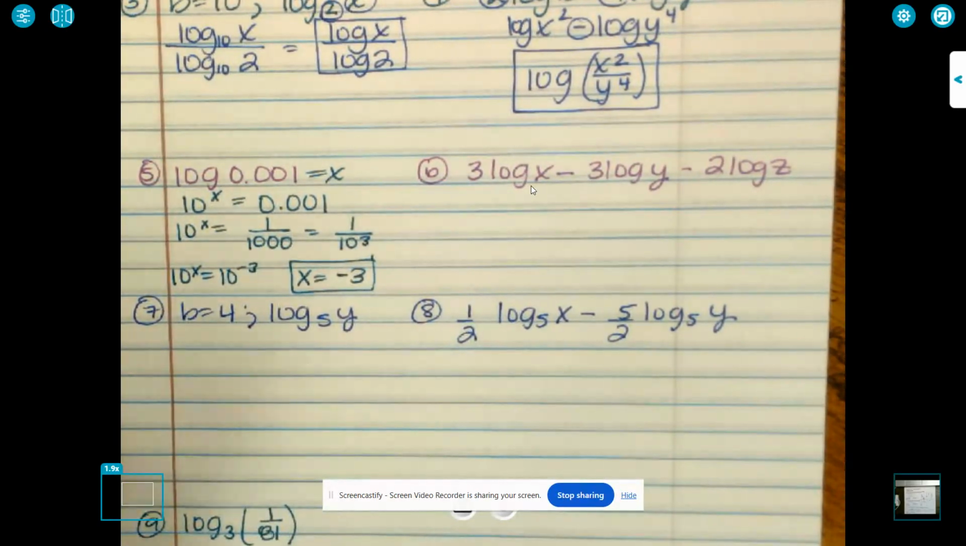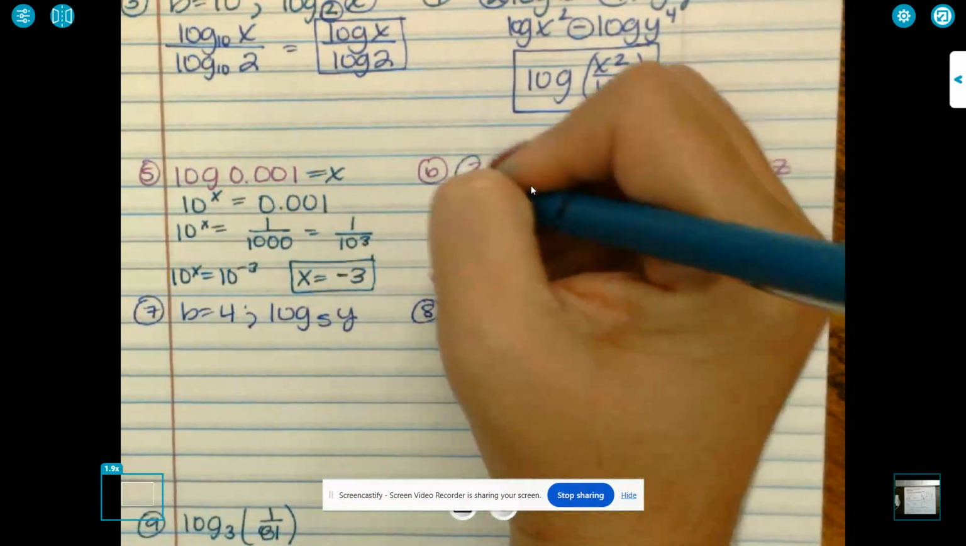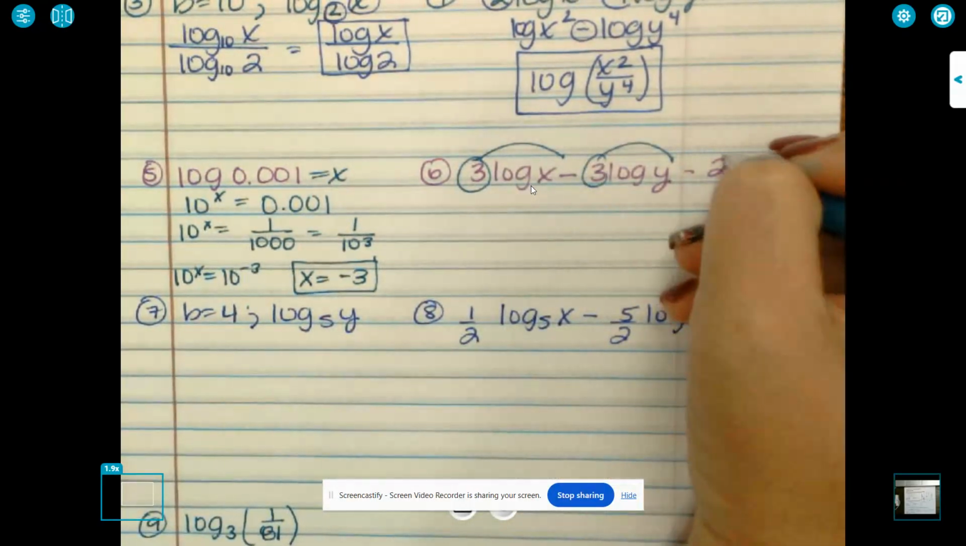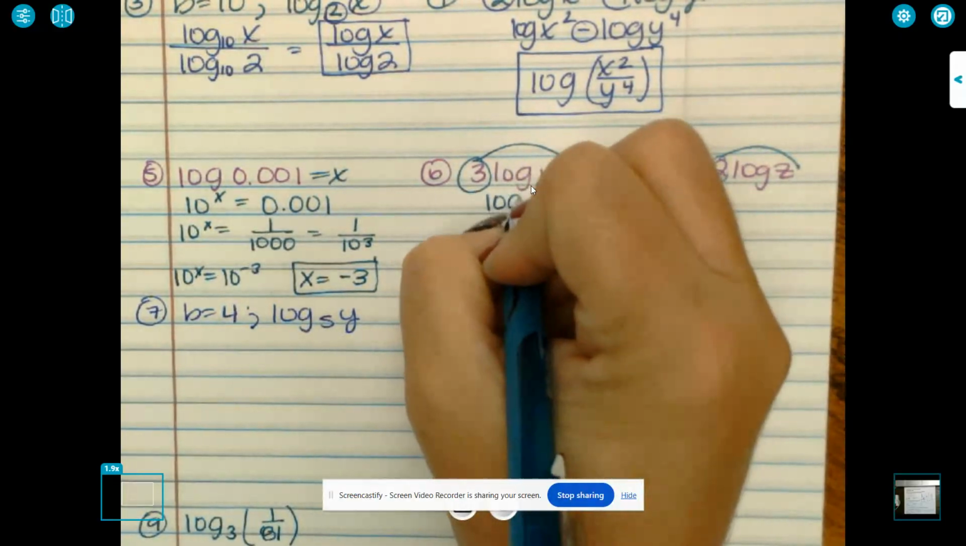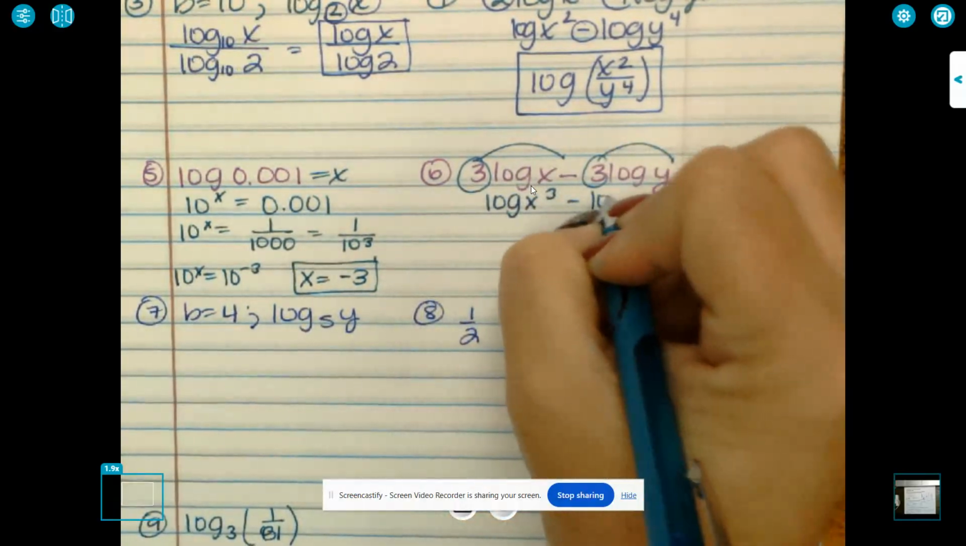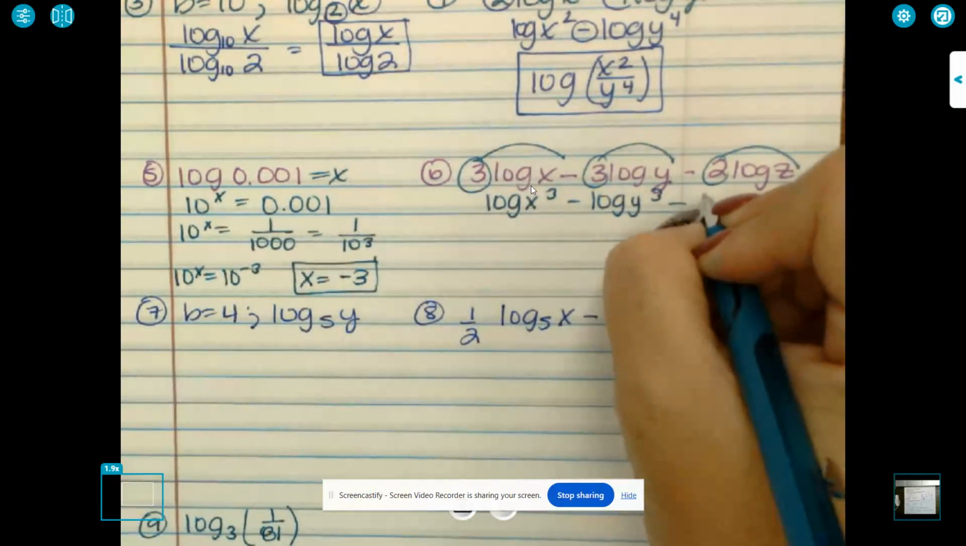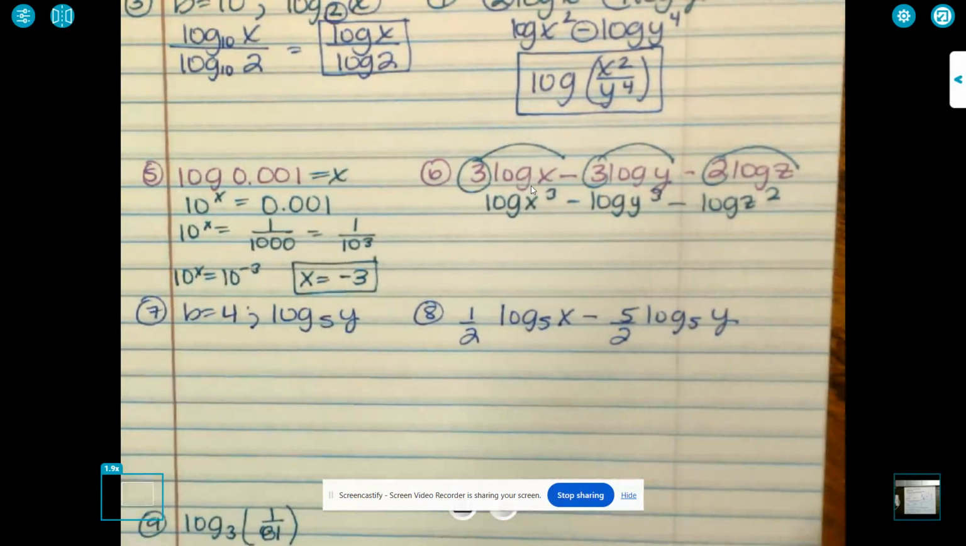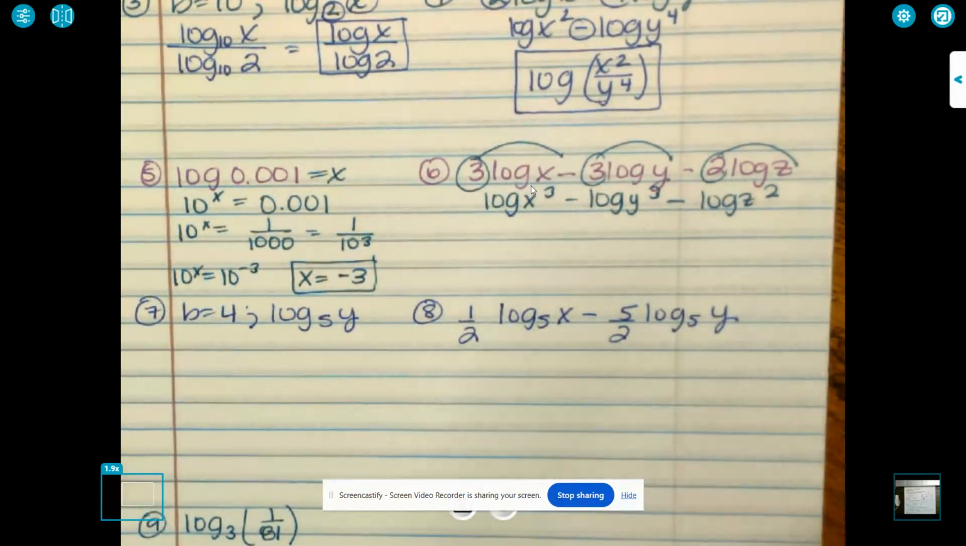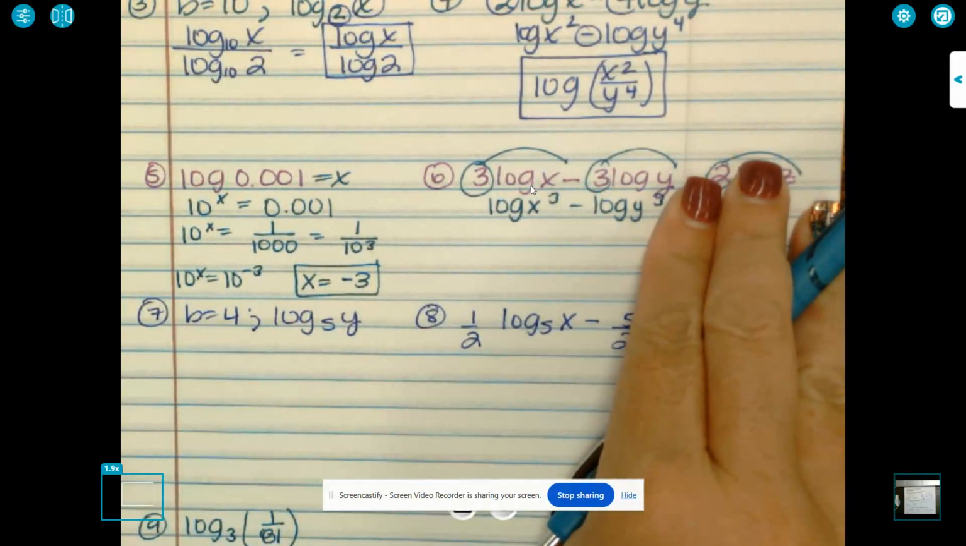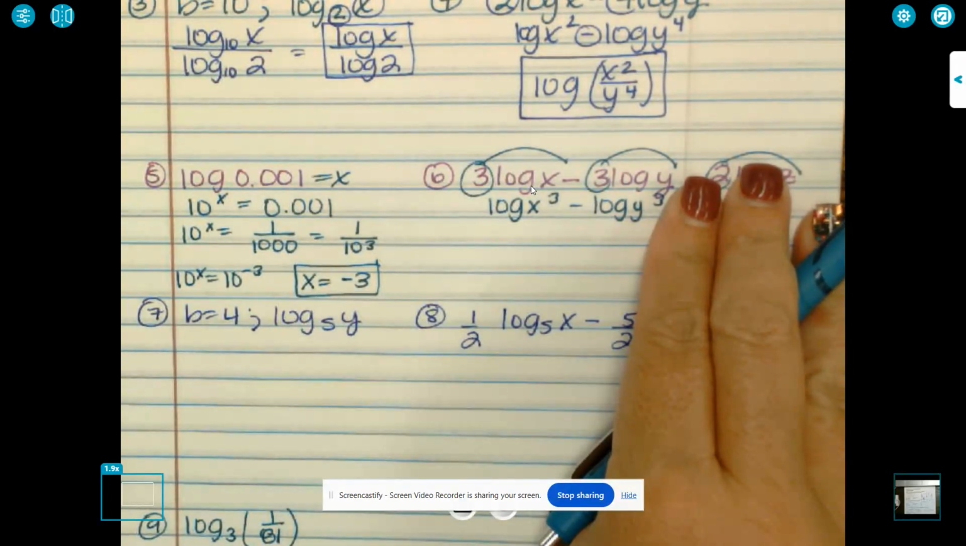Number 6 is another condensed problem. Exponents are going to move first. This time we're going to notice we have 2 subtractions. So I'm going to do the first 2 first. I'm going to divide x cubed and y cubed.